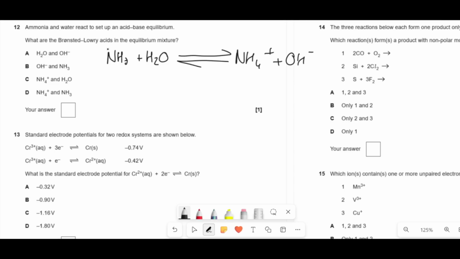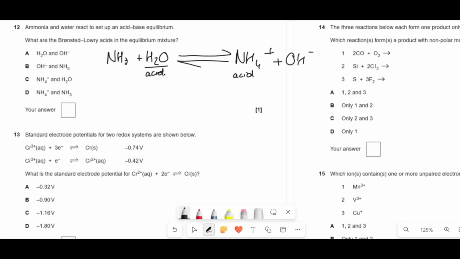So like I just said in the previous question, if anything can give out an H+, it is an acid, no matter what. So this NH4+ can lose an H+ to become NH3 again, so that has to be one of the acids by definition, right? Now, this H2O loses an H+, it gives it to that, and becomes OH-. So that's the other acid.